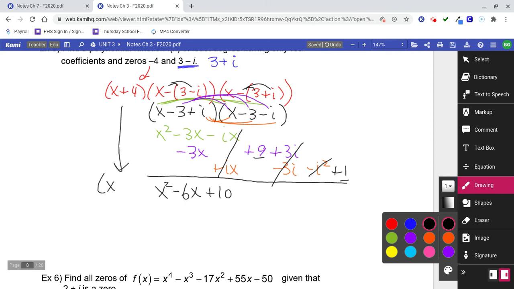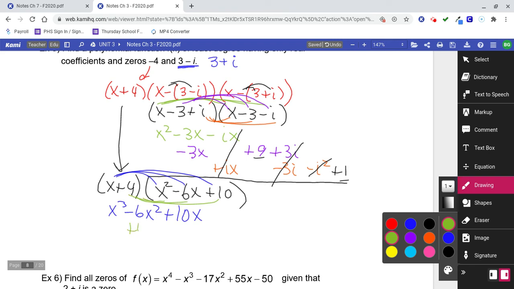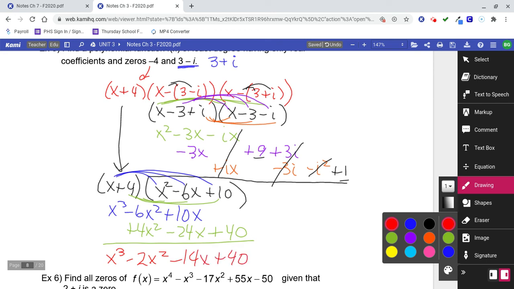But don't forget about your x plus 4 at the beginning. So guess what? We're going to distribute again. x plus 4 times that x squared minus 6x plus 10. So let's do it. Distribute the x. And then distribute the 4. x cubed minus 2x squared minus 14x plus 40.